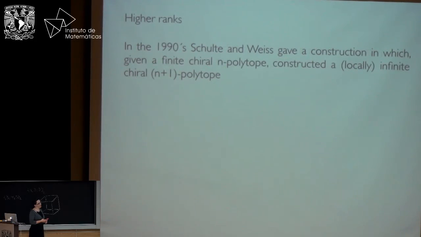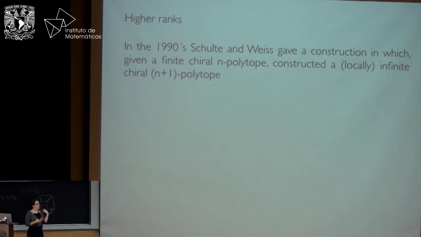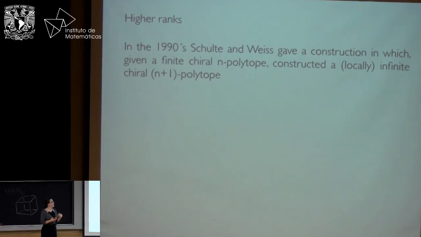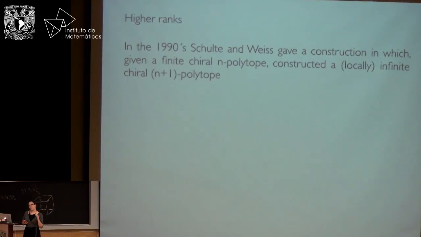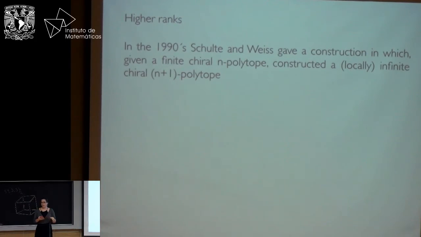And the story in higher ranks is that in the 90s, Asia Weiss and Egon Schulte introduced this object, trying to generalize Coxeter's twisted honeycombs. They constructed some chiral polytopes in such a way that if they had a finite chiral n-polytope, they could construct locally infinite (n plus one)-polytopes. Because of Coxeter's work and some other work that they did with projective groups, they had finite chiral polytopes of rank 4. So with that, they were able to construct locally infinite ones of rank 5. But they couldn't find anything finite of rank 5 or any rank beyond that.